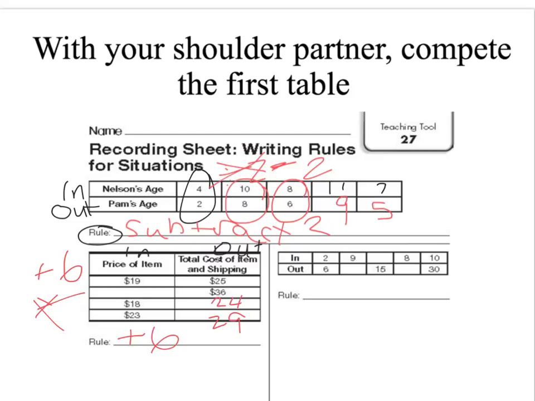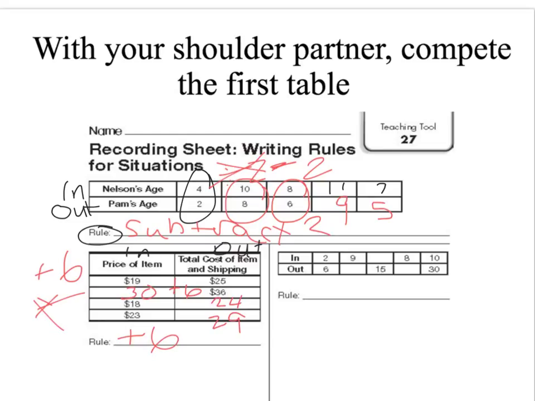Now I need to go backwards. If I know the total cost is $36, then if I go backwards, I'm going to subtract 6, and that's going to give me $30. Because again, if I would do $30 plus 6, I would get $36. So we know that the rule is correct.